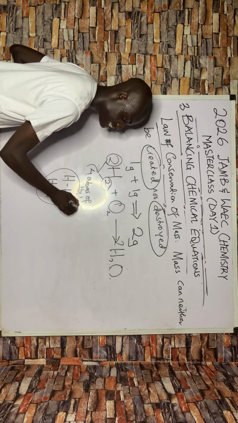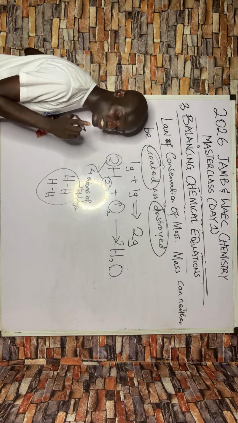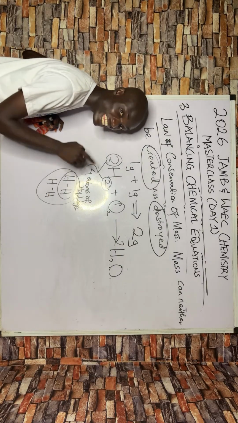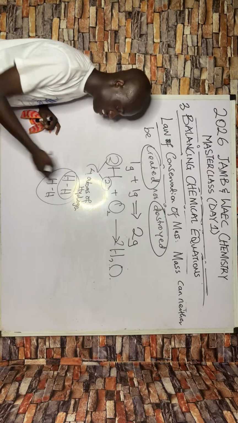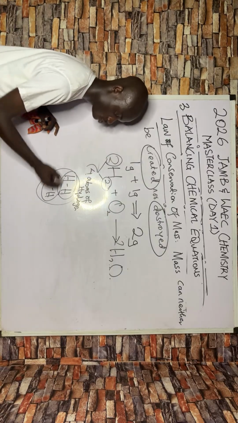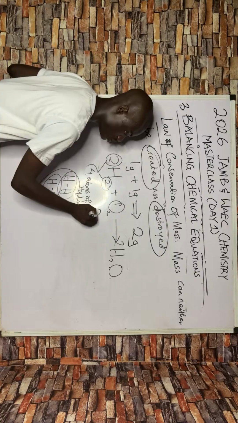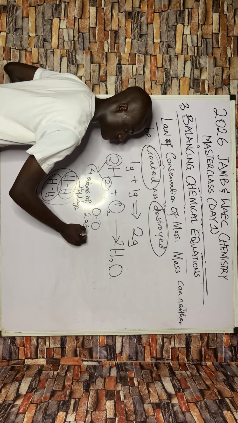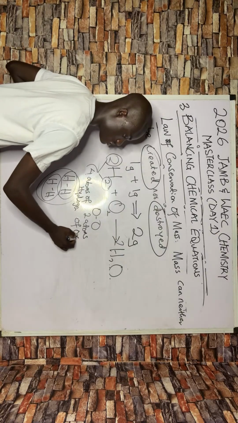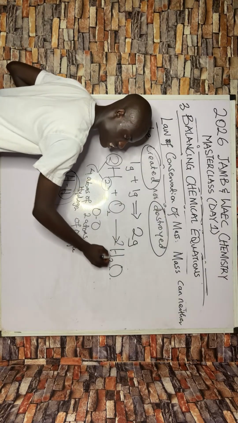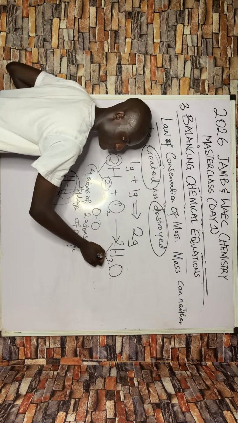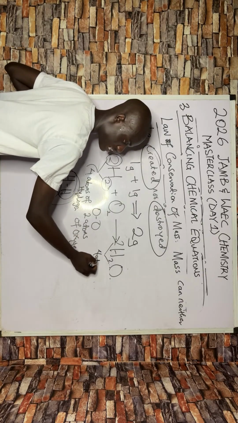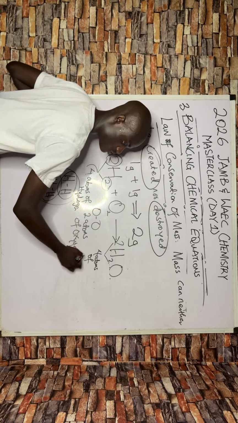Remember, I told you that most gases are diatomic, so that's why it's H2. But I have 2 of it, that's this and another one, 1, 2. Now for oxygen, it's just something like this: 2 atoms of oxygen. Now for this side, again, this is 2 times 2, that's 4 atoms of hydrogen.